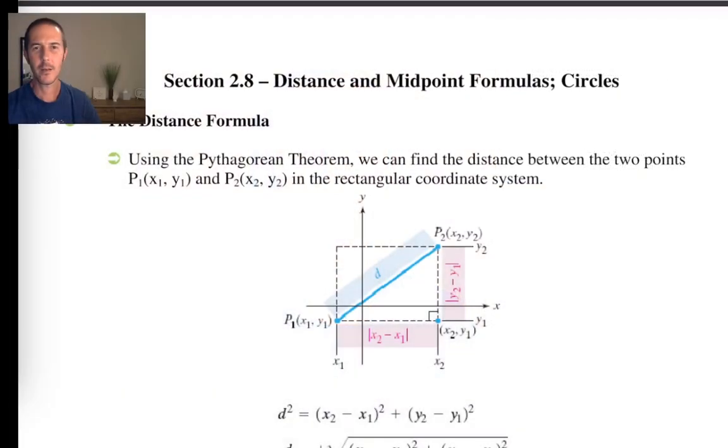All right, you did it. You've made it to the last section in Chapter 2. This college algebra thing might actually happen. I think you got this. Let's have a look at the distance and midpoint formulas and the equation of a circle.